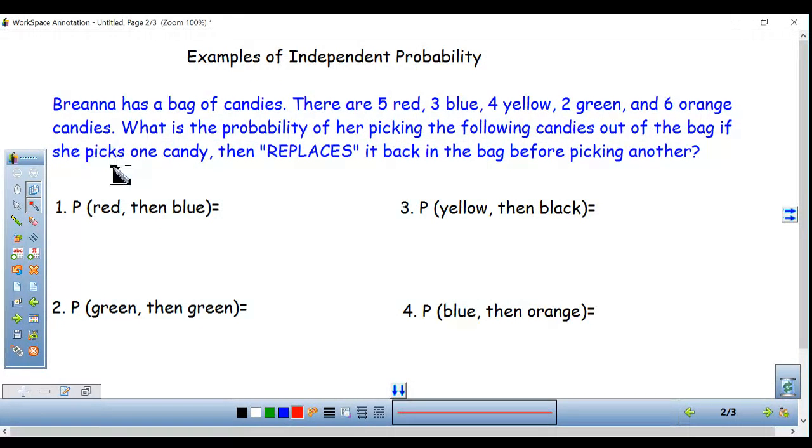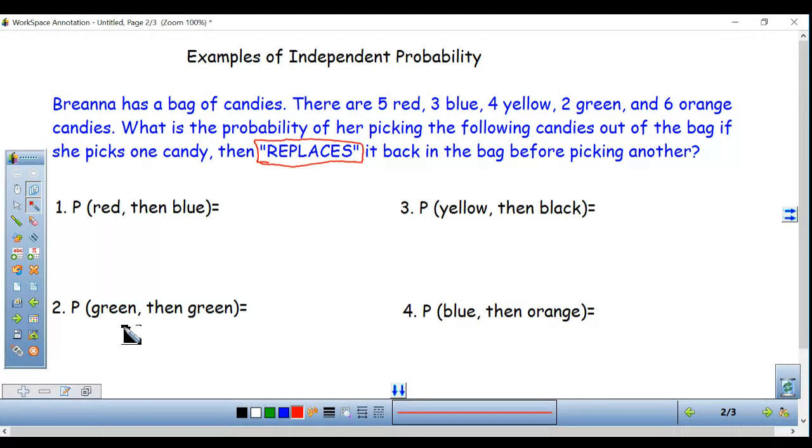Here is a question, and we're going to do 4 different problems. The question says, Brianna has a bag of candies. There are 5 red, 3 blue, 4 yellow, 2 green, and 6 orange candies. What is the probability of her picking the following candies out of the bag if she picks one candy, then replaces it back in the bag before picking another? Keyword: replaces. Because of this word replaces, you know for a fact that it is independent probability, and there's not going to be a whole lot that changes from one fraction to the other. So let's go ahead and get started.